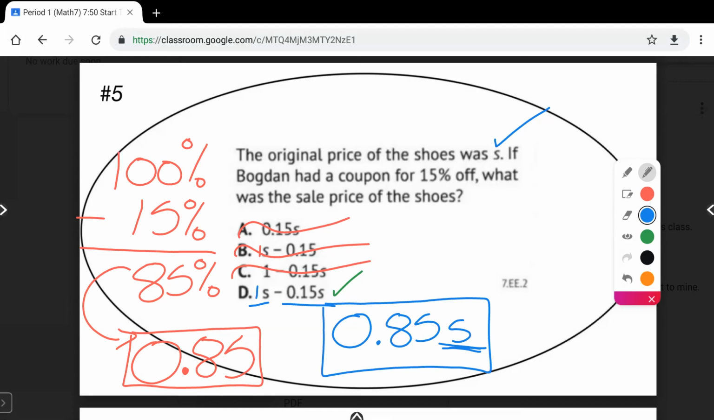Remember, of means multiply. When I word it like that, 85% of S is 85% times S. Now, we don't multiply by percents. We make the percent into the decimal. So when you see 0.85S, which means 0.85 times S, it's the same thing as saying that you were taking 85% of S. And that, ladies and gentlemen, is how we work our way through a percent of discount using a little bit of algebra. And I hope you found this both helpful and informative.